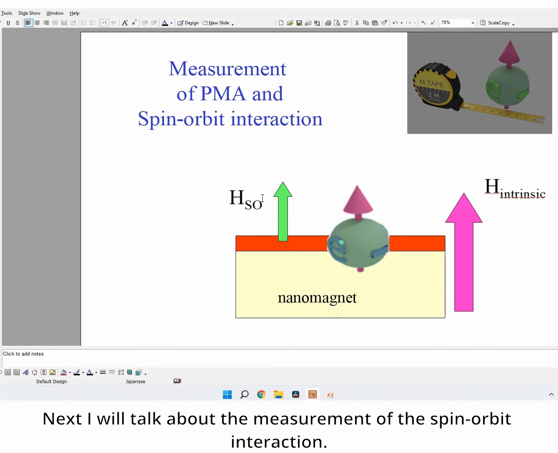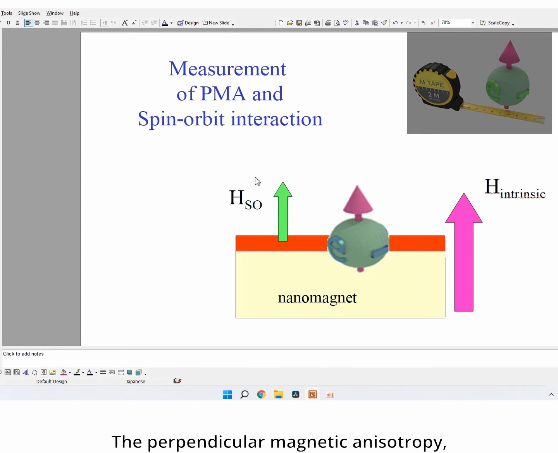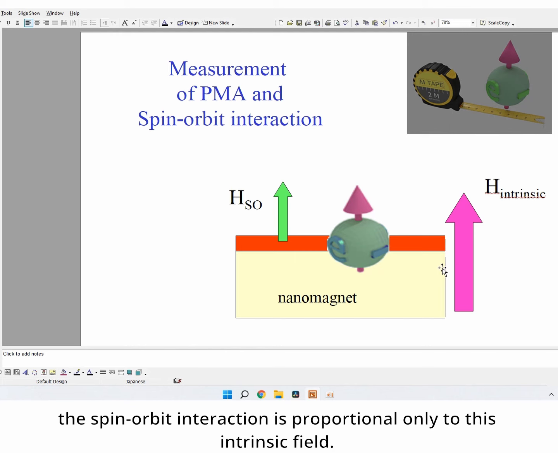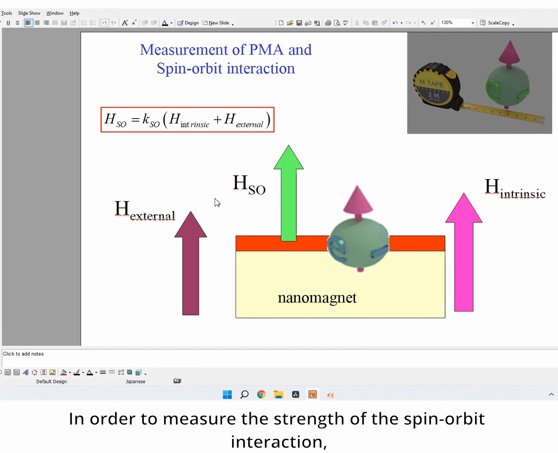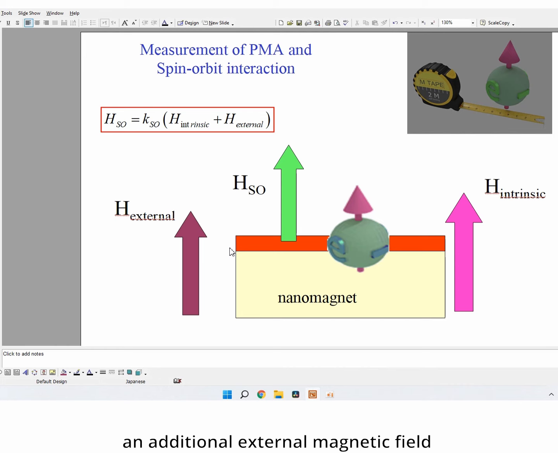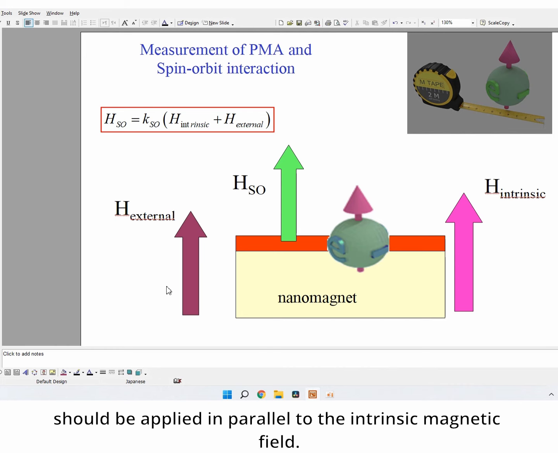Next, I will talk about the measurement of the spin-orbit interaction. The perpendicular magnetic anisotropy, the PMA, is induced by spin-orbit interaction. As I described before, the spin-orbit interaction is proportional to external magnetic field. When there is only one magnetic field, which is intrinsic magnetic field, the spin-orbit interaction is proportional only to this intrinsic field. In order to measure the strength of the spin-orbit interaction, an additional external magnetic field should be applied in parallel to the intrinsic magnetic field.